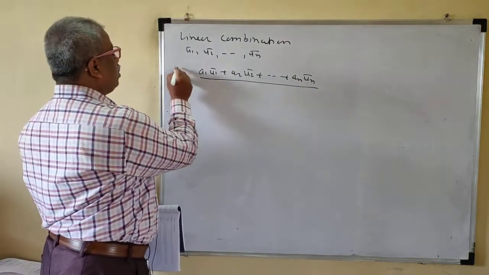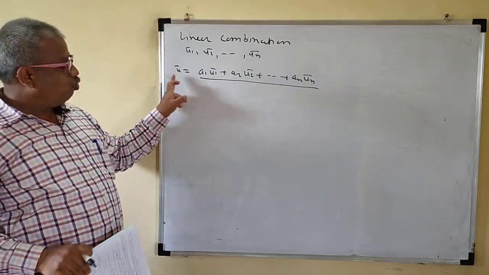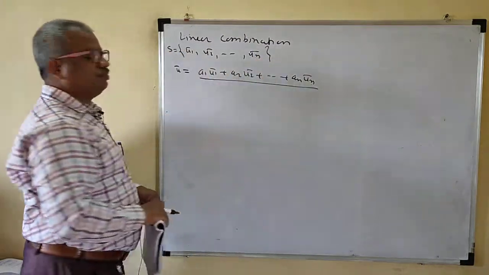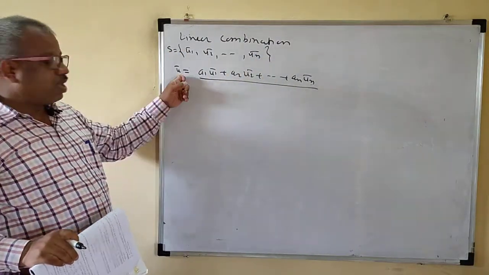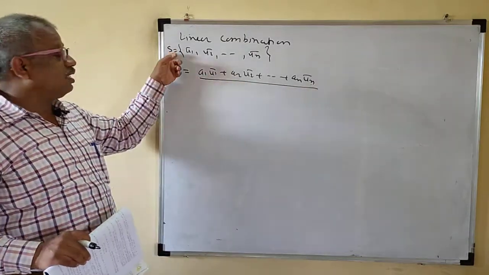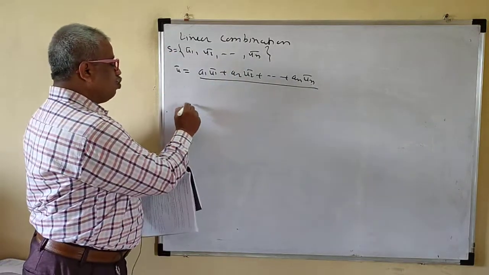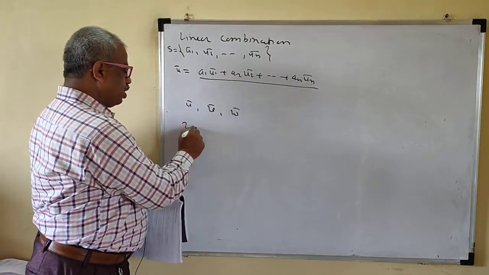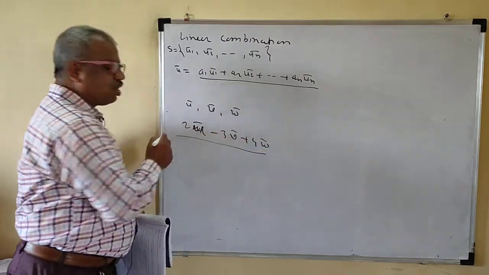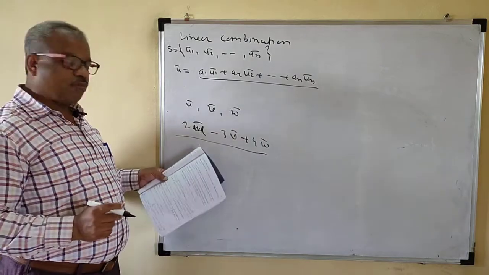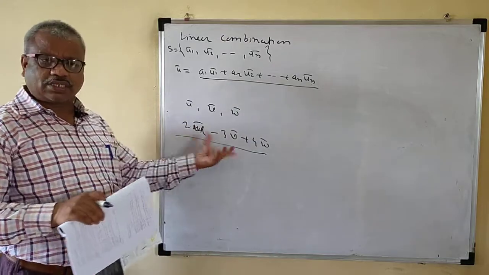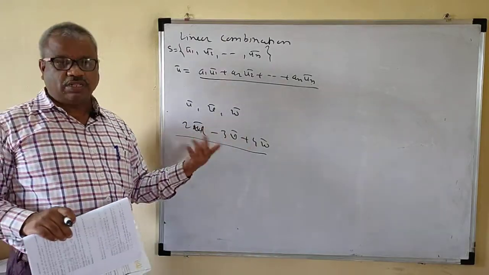So u bar is a linear combination of vectors. Suppose the set is S, which is a subset of a vector space V. Then u bar is called a linear combination of the vectors in S. Suppose this is u bar, this is v bar and w bar. Take twice u bar minus 3 v bar plus 4 w bar. This is called a linear combination of the vectors u bar, v bar, w bar. Take any scalar multiplication and addition, subtraction, whatever you want. That is nothing but a linear combination.